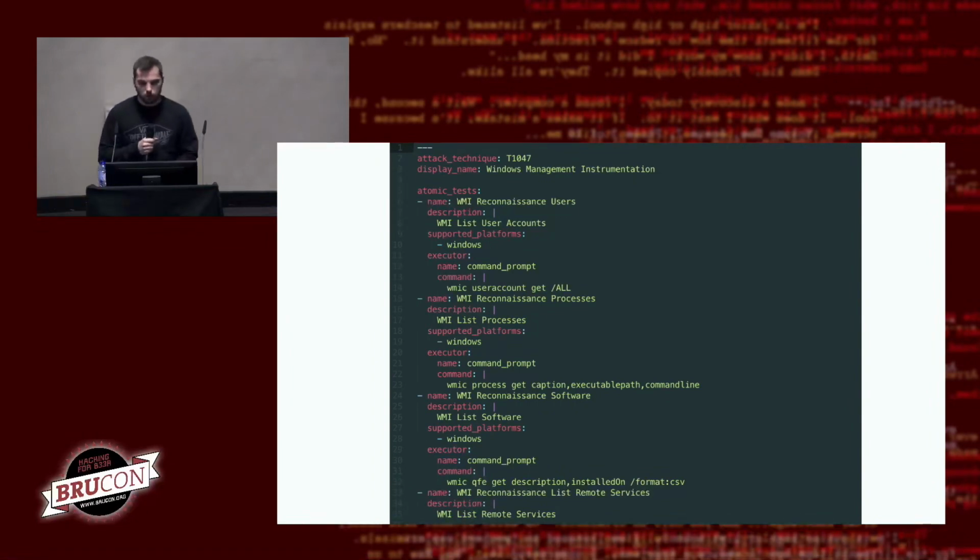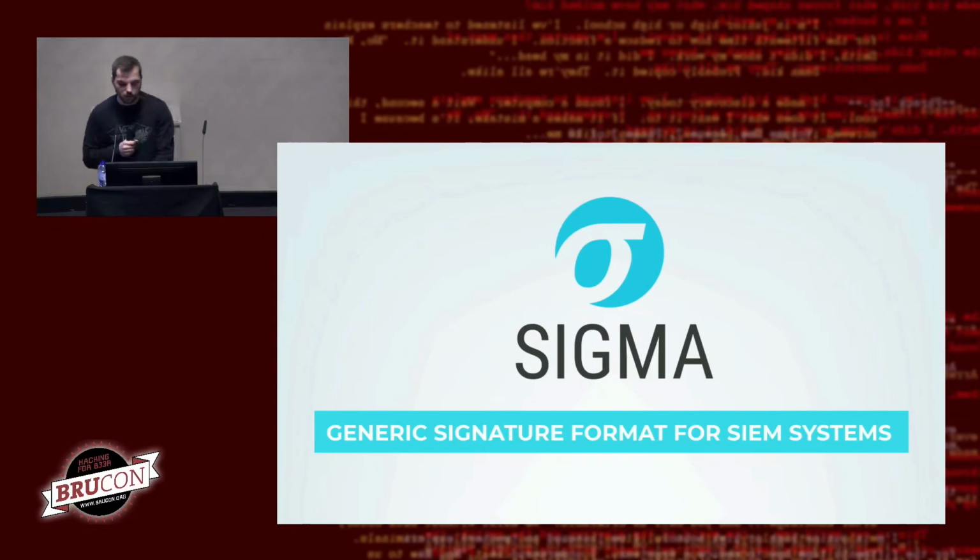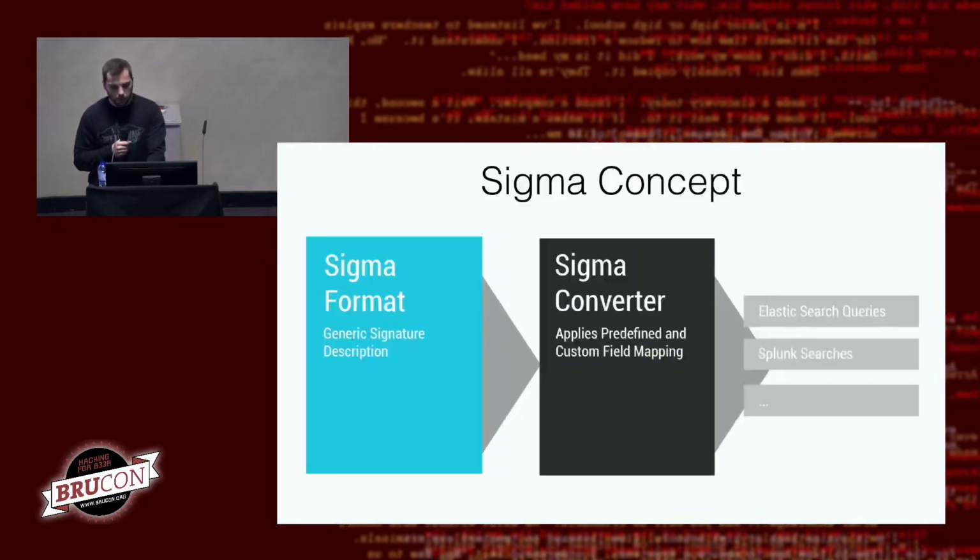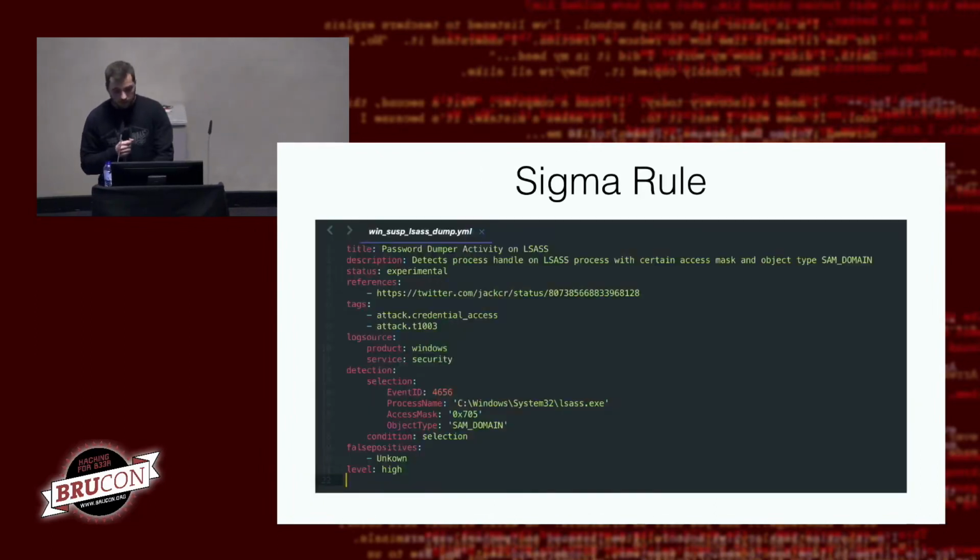So once we are able to emulate the adversary, we would like to detect it. And for this, we decided to use the Sigma format. Sigma is a generic signature format for the SIEM systems, and is getting really popular right now. And the concept is quite simple. So there is the Sigma format in which you are storing the rules, and there is the Sigma converter, which can convert those rules into the queries for multiple search systems like Elasticsearch, Splunk, QRadar, ArcSight, basically many of them. And that's how it looks like.